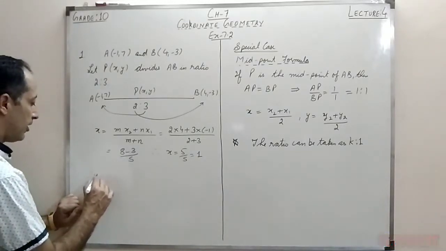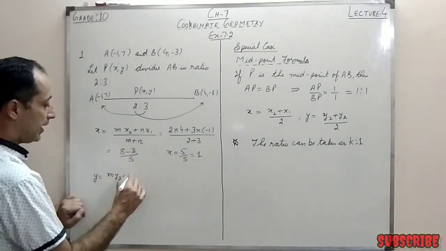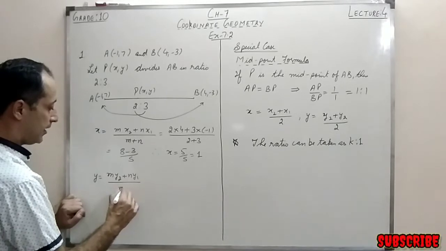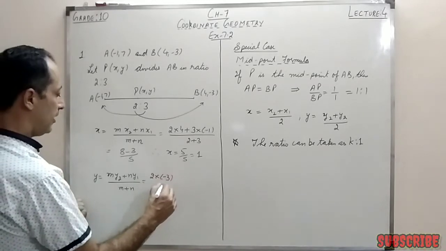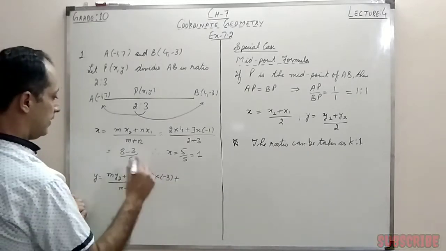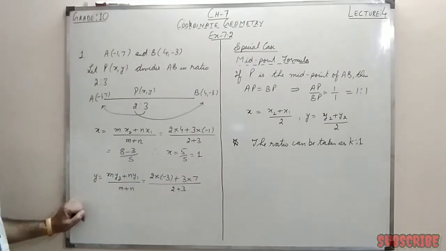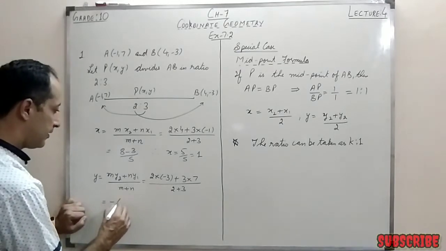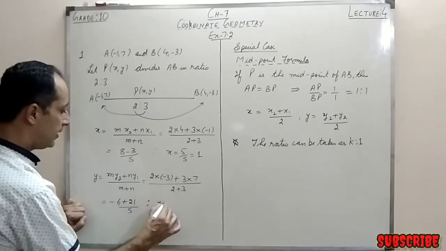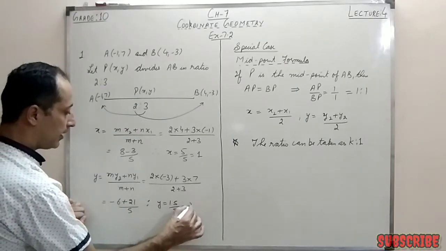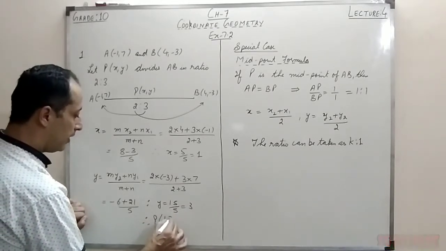Similarly, if I have to find the y coordinate, I write the same relation (my2 plus ny1) upon (m plus n). Substituting the value, this is 2 into -3 plus 3 into 7 upon 2 plus 3. Now we multiply this, so we get (-6 plus 21) upon 5. So y is 15 by 5 and we get the value of y as 3. So therefore the coordinates of P are (1, 3).